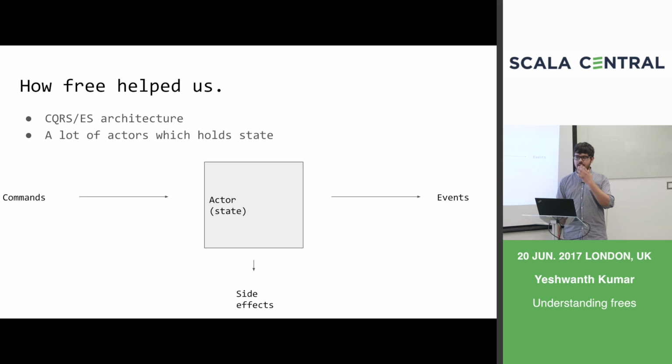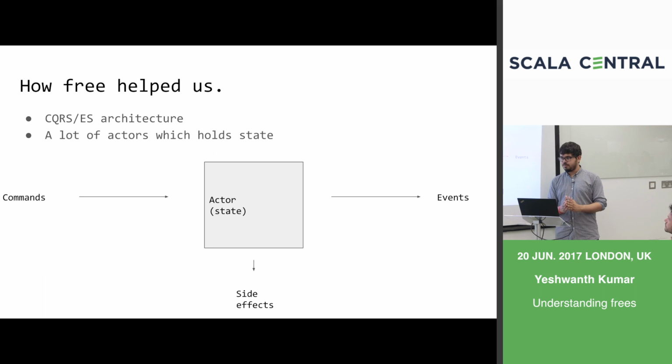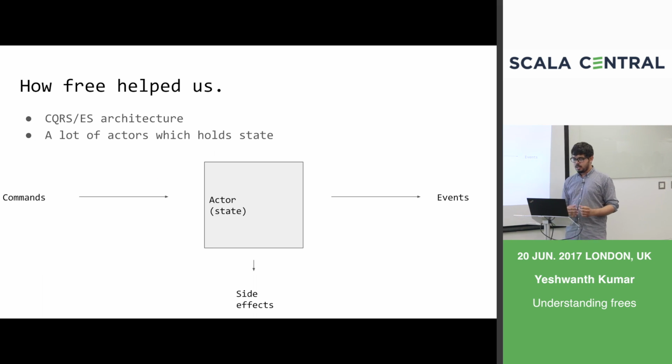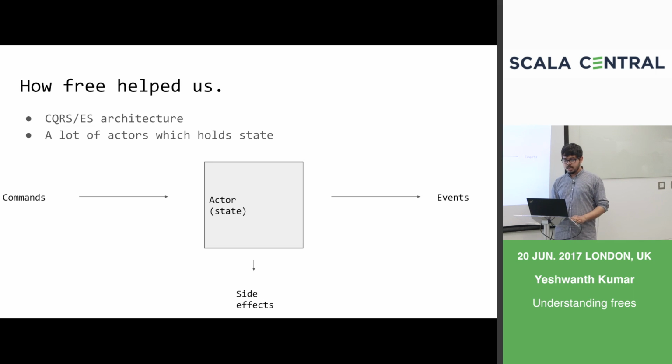Okay, so the idea is how we used free monads in our code. We have a CQRS event sourcing sort of architecture where we have a lot of actors. So we get commands, and the actor does something, it performs a lot of side effects, and it emits events, and the events are persisted in the Cassandra store, right? So this actor performs a lot of side effects.